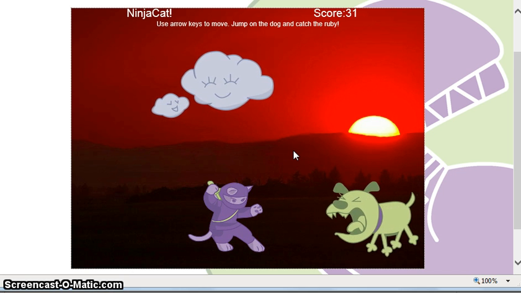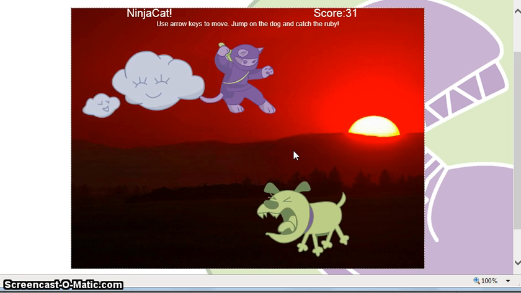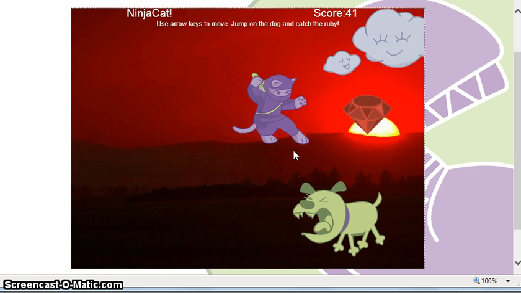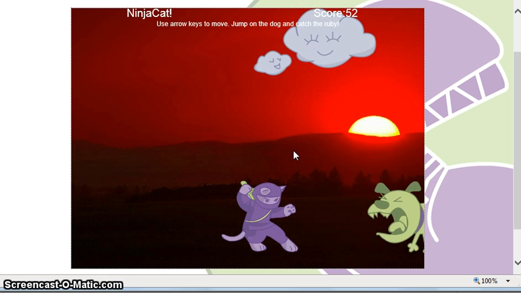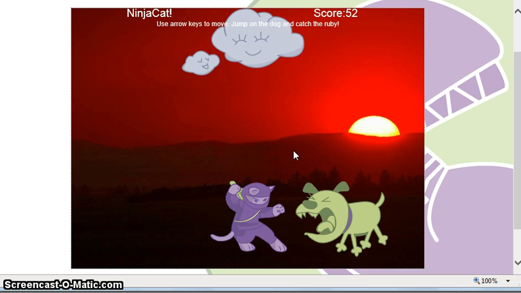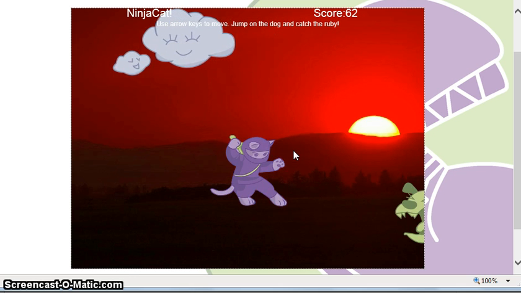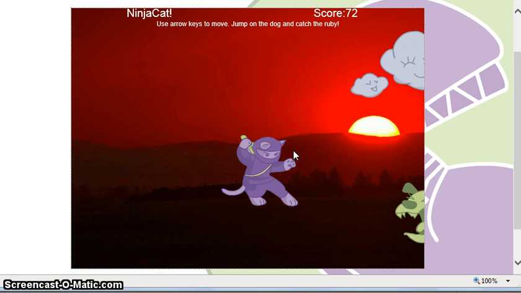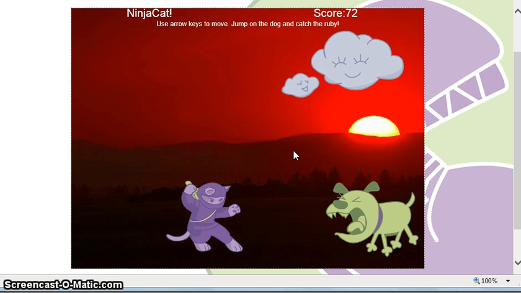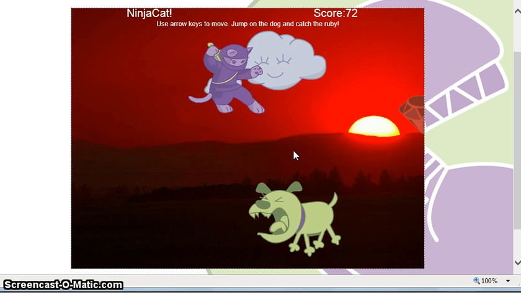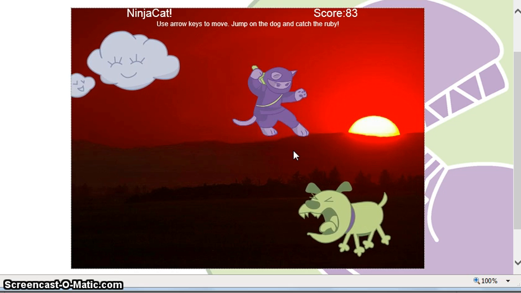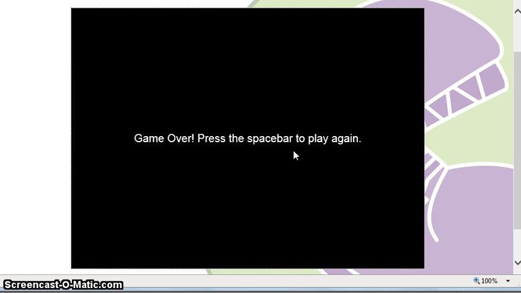Okay, so I can move to the left and to the right, and I can press the up arrow, which allows me to jump. Pay attention to what's on your screen. What's changing? What's there that's not changing, but also what's moving, what's changing, and we'll take a look at that on the next page in the packet. So I'm moving left, I'm moving right, I'm controlling Ninja Cat. I want to kill the danger, and I want to collect the target. I want to collect the rubies.